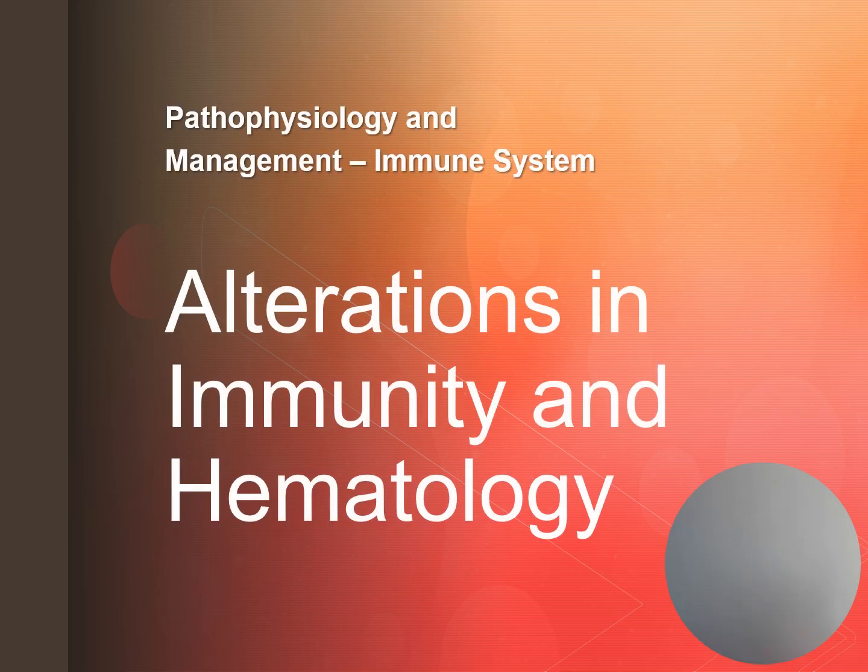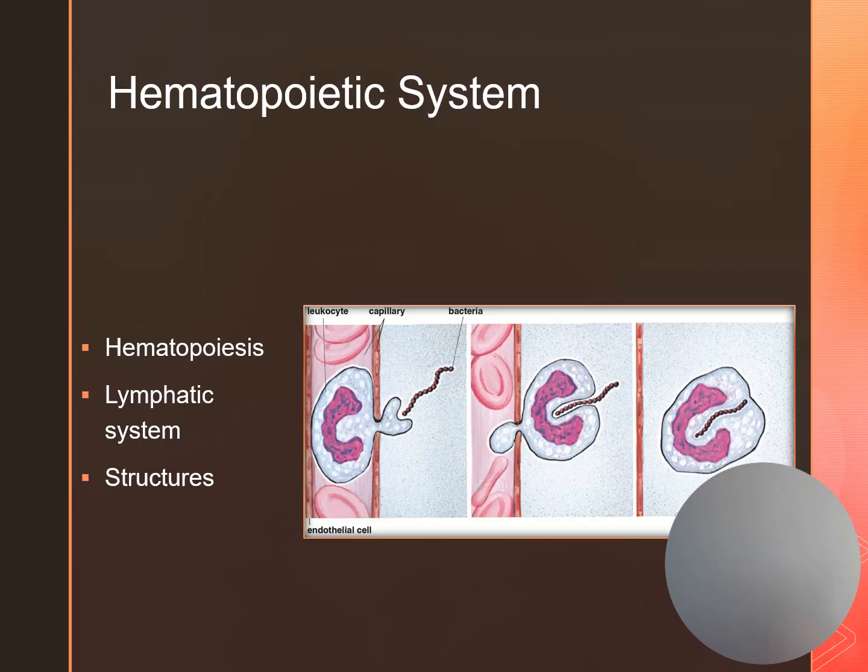Alterations in immunity and hematology, pathophysiology and management. Hematopoiesis is the manufacture and development of blood cells. With the lymphatic system, we're looking at the maturation of lymphocytes with the immune system.